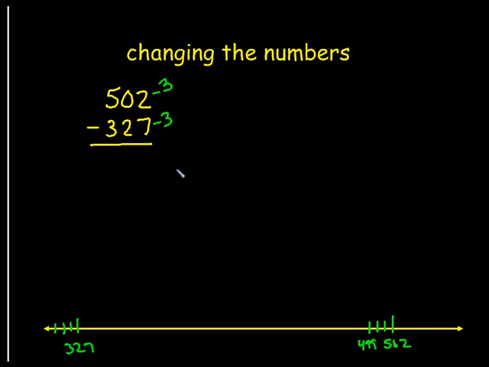So when I take away 3 from 502, I'm at 499. When I take 3 from the 327, I'm at 324. And those are the numbers I'm going to use to subtract. I don't have to do any regrouping. 9 minus 4, 5. 9 minus 2, 7. 4 minus 3 is 1. Remember, these aren't really single digits. These are the ones. These were really 9 groups of 10, 4 groups of hundreds, and so on.